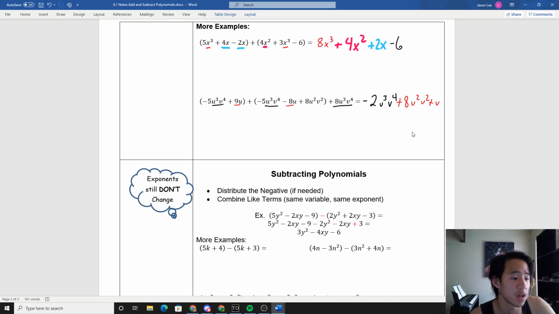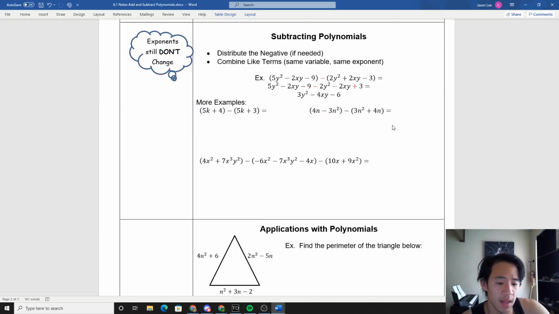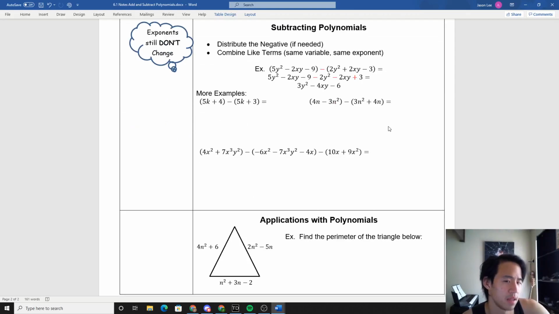Okay, so now we're going to move on to subtracting polynomials. And it's pretty much the same thing, except that it is subtracting. You just subtract instead of add. Pretty crazy, am I right? So take a look at this example. The key thing about subtraction is that you need to distribute the negative. Okay, so here we have this first polynomial minus the second polynomial.